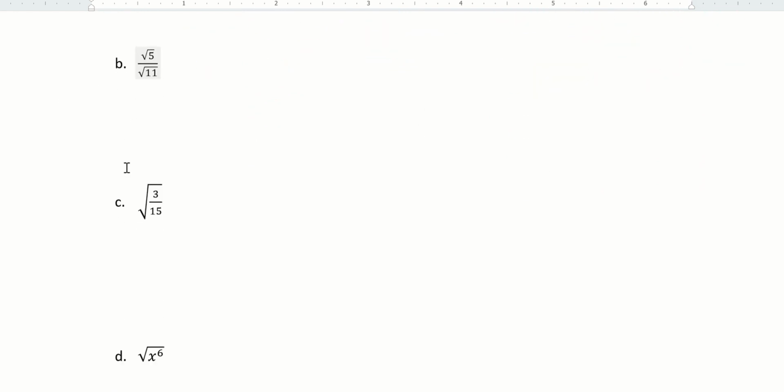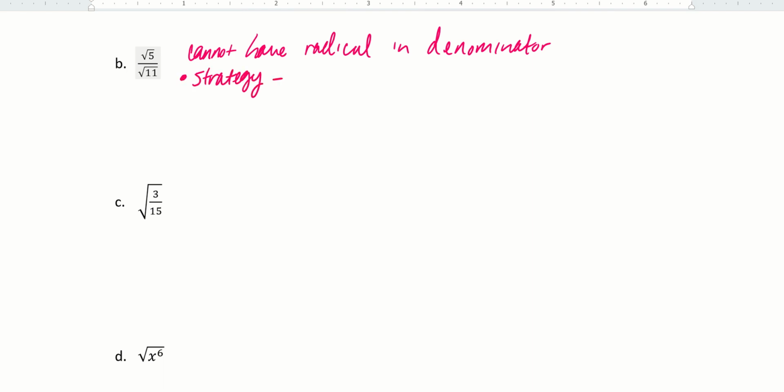Okay, let's look at B. In B, the issue is you cannot have a radical in the denominator. And so the strategy we're going to use is we're going to multiply by 1 to get that radical out of the denominator. But the way we're going to do it is we're going to write 1 in a certain way. We're going to write it as the square root of 11 over the square root of 11. Any number divided by itself is equal to 1. But when we write it like this, we can get the radical out of the denominator.